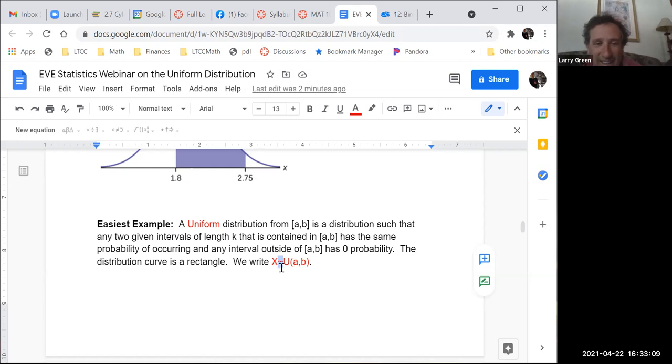And so we say X tilde. And by the way you read it in statistics is X has the distribution of. Okay. And then U. What do you think U stands for? That should be a much easier question, given that it's in red. That's a hint, hint, hint.